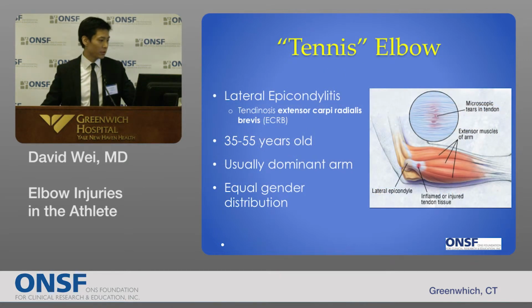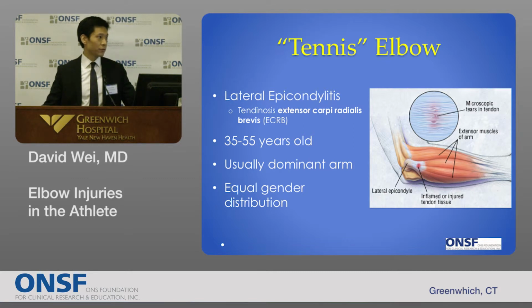So tennis elbow, it's a misnomer because tennis players get it, but also non-tennis players get this disease. Another term for it is lateral epicondylitis, but even that is not a great term since itis means inflammation, and it's not necessarily an inflammation of the tendon. So we think of it as a tendinosis of the extensor carpi radialis brevis, or the ECRB tendon.